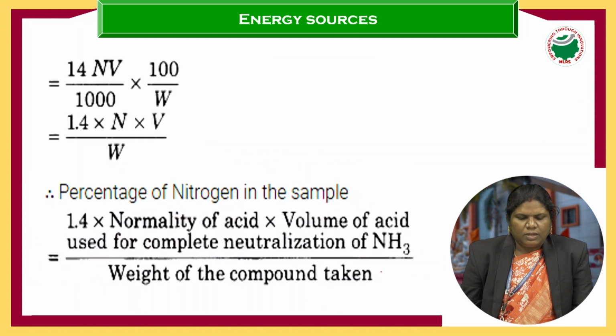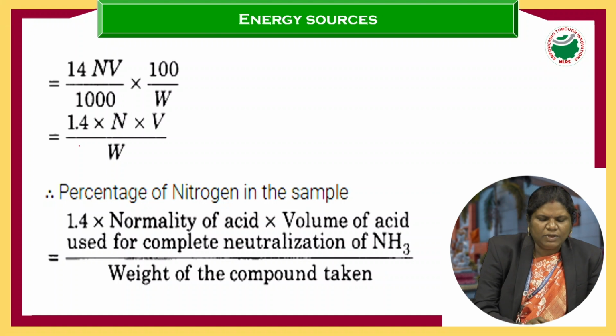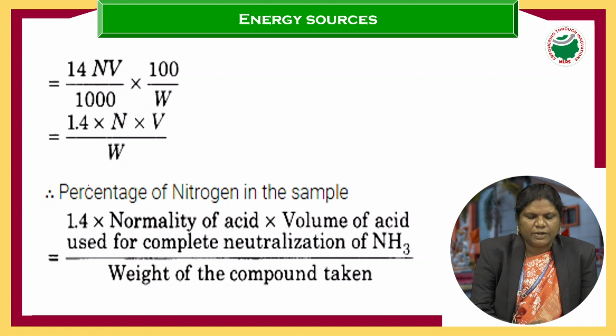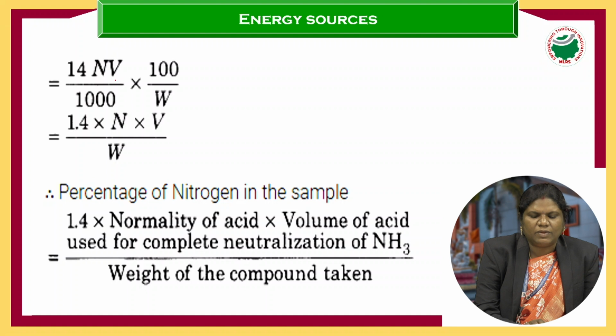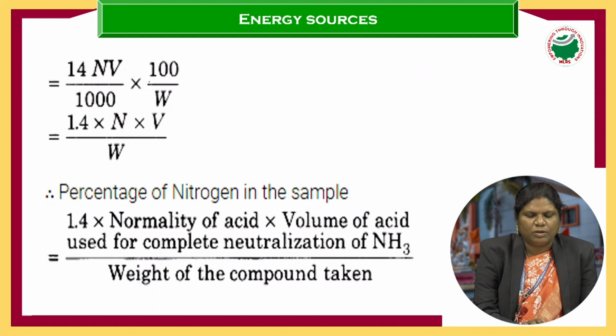Next, we will calculate the percentage of nitrogen by using the formula 14 N V, the known normality and volume, into 100 by V by 1000. After simplification, we will get 1.4 into normality into volume by weight of the coal sample.